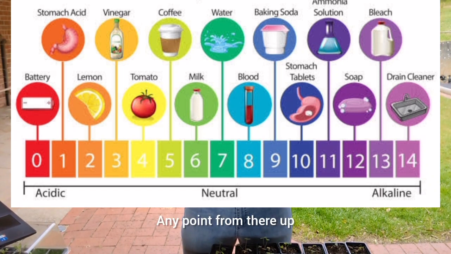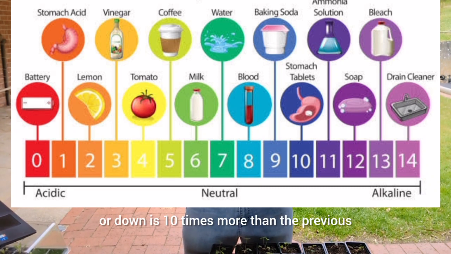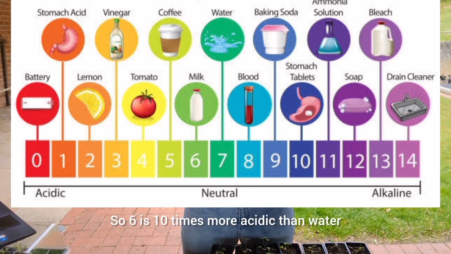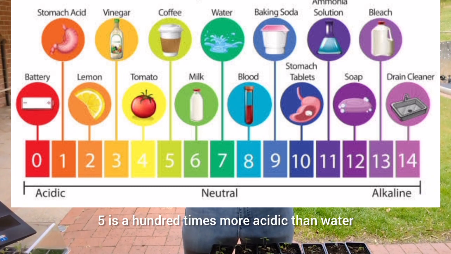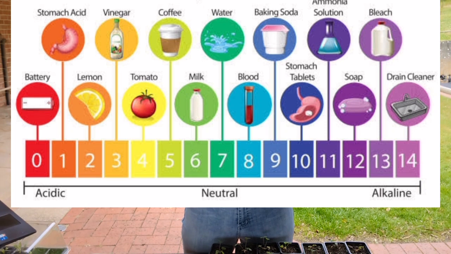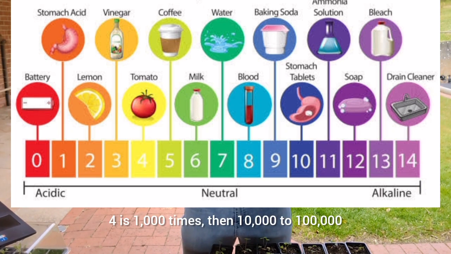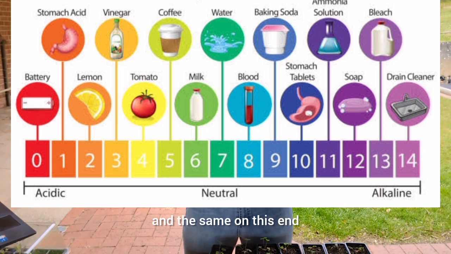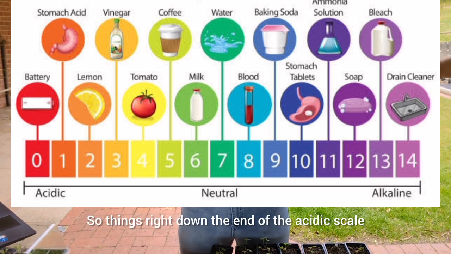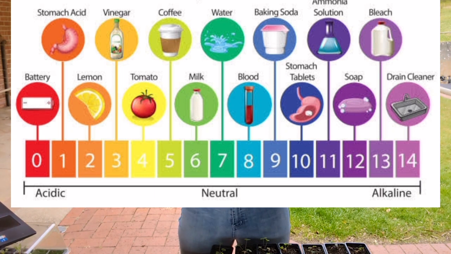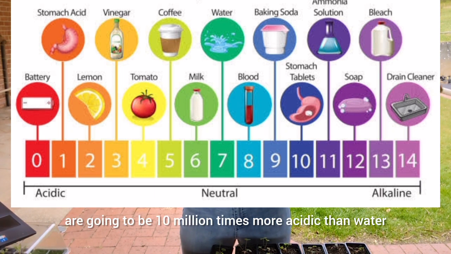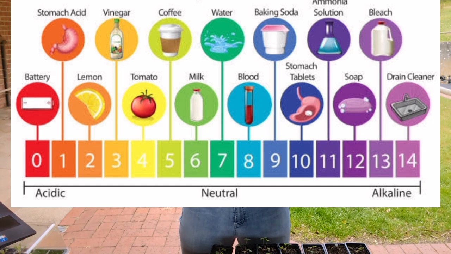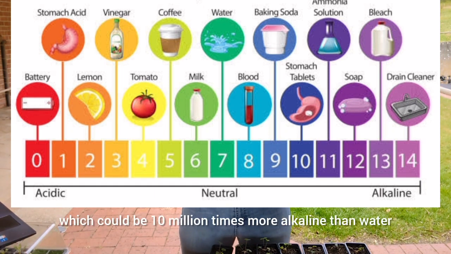Any point from there up or down is 10 times more than the previous. So 6 is 10 times more acidic than water. 5 is 100 times more acidic than water. 4 is 1,000 times, then 10,000, 100,000, a million, 10 million times more acidic than water, and the same on this end. So things right down the end of the acidic scale, such as battery acid, are going to be 10 million times more acidic than water. And at this end, we've got drain cleaner and bleach, which could be 10 million times more alkaline than water.